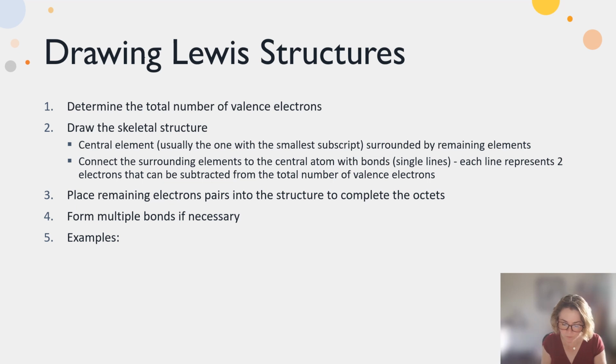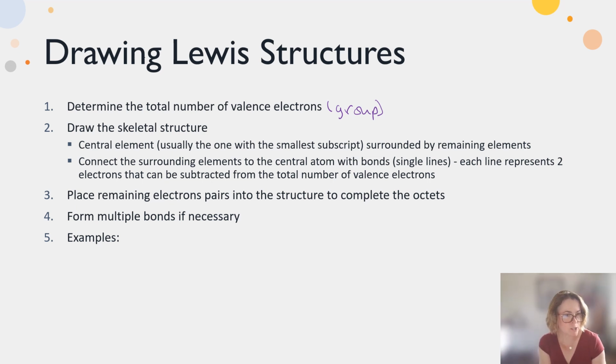All right, so the very first thing we're going to want to do is to determine the total number of valence electrons. Now remember that our valence electrons come from the group or the family, right? So if I have an element that's in group 4, it's going to have 4 valence electrons. If I have two of those elements in that compound, then I need to account for that. So I'd have to multiply that by 2.